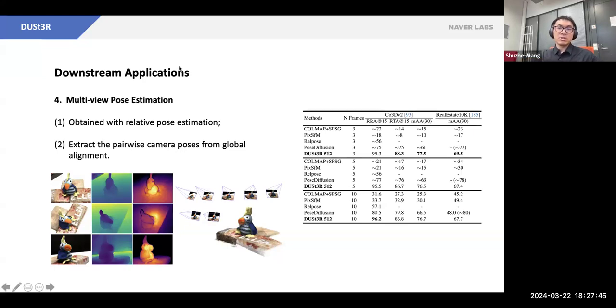Traditional algorithms like COLMAP with SuperPoint and SuperGlue, or Pixel-Perfect Structure-from-Motion, may fail in this case or achieve low accuracy, but we can still have very high accuracy on the relative pose distribution, like the relative translation accuracy at 15 degrees or the rotation accuracy at 15 degrees.